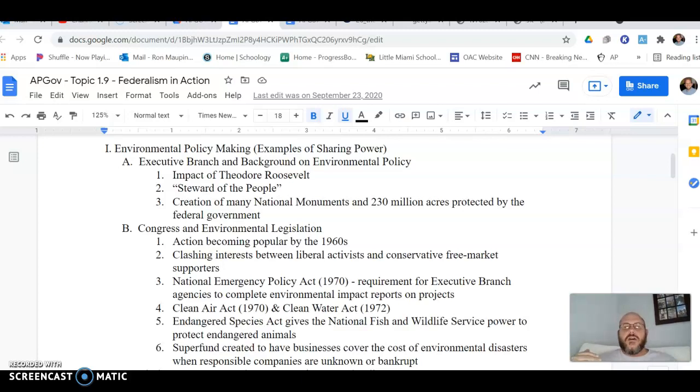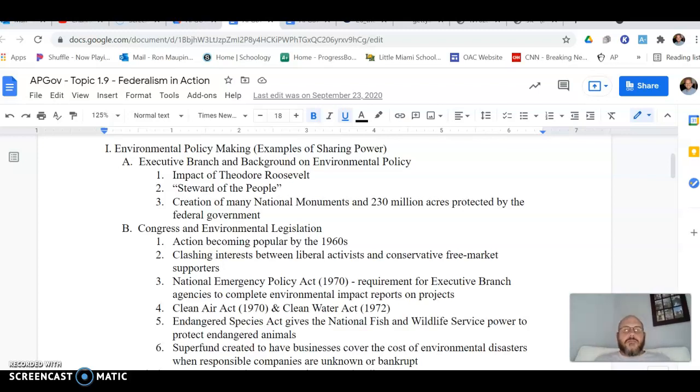Now, some point to things like this as, well, this slows down progress. This slows down the development of business, for example, and maybe infrastructure projects and things like that. But it is also, though, a way to make sure that we do not make disastrous mistakes that could have a permanently damaging effect on the environment.